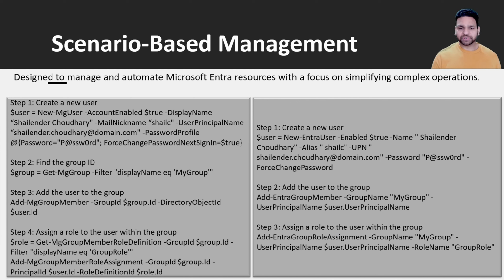So in short, the difference is Graph PowerShell APIs are not scenario based. They have one-to-one mapping. However, in the case of the Entra PowerShell module, they are scenario based, so they support different scenarios. If a user has to be added to the group, it can be directly added using the group name, and the role assignment is pretty much easier as compared to the Graph APIs. And this is one of the reasons why Microsoft brought the Entra PowerShell module.